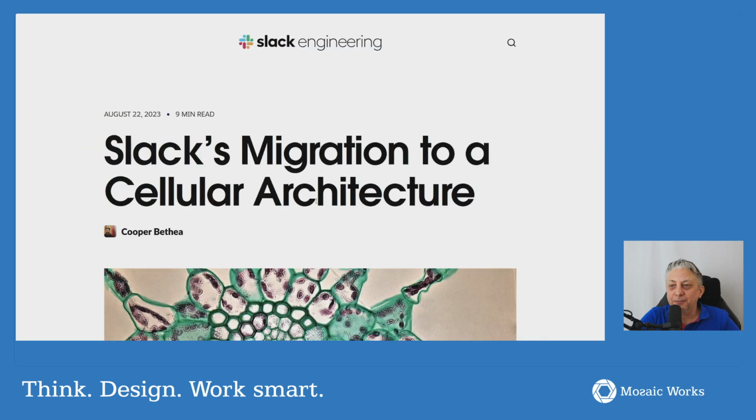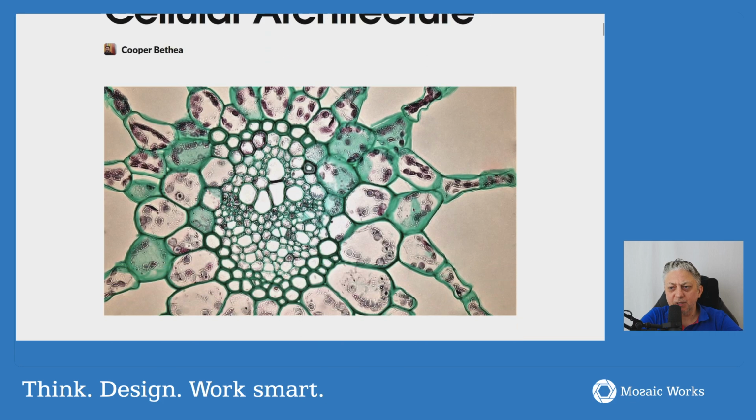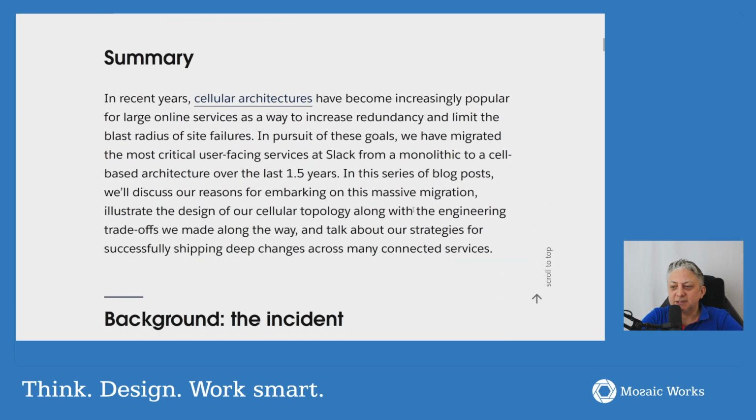Where are we now? I found this article, which is from 2023. I also watched the video that I will post in the description, and you can watch it for yourself. It's a talk from the AWS conference where a Slack engineer describes what they did and why and so on. But this is a good start.